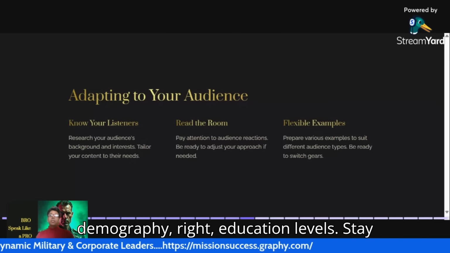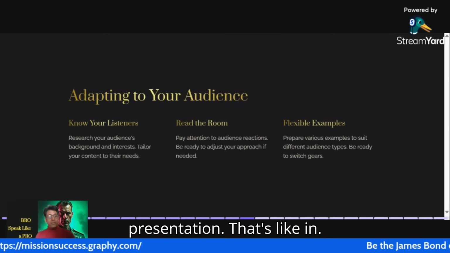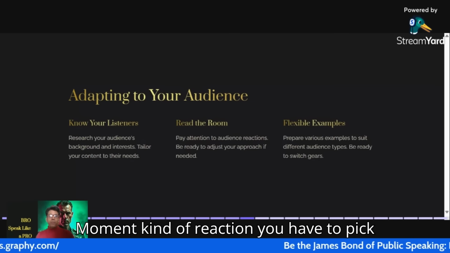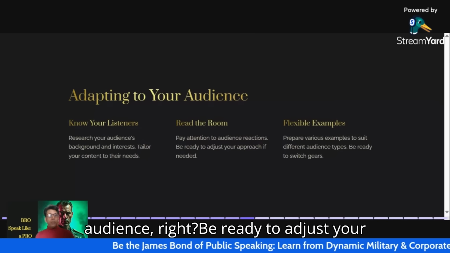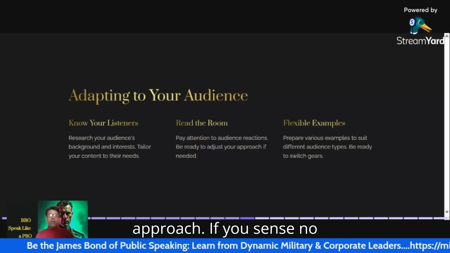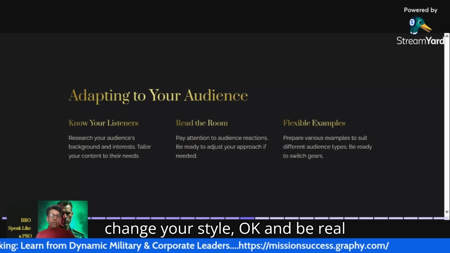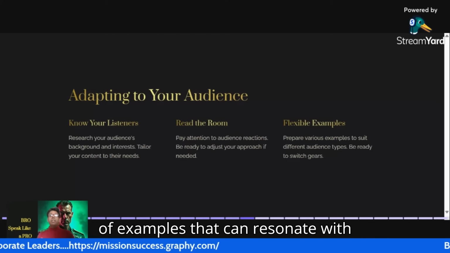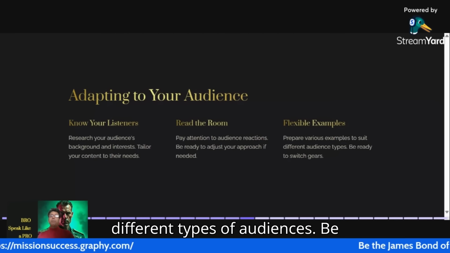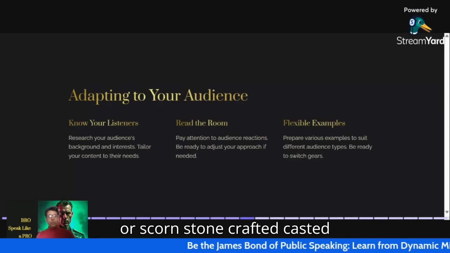Education levels. Stay tuned to audience reaction during the presentation. That's like an in-the-moment kind of reaction you have to pick up from the body language of your audience, right? Be ready to adjust your approach if you sense confusion, disengagement, disinterest. Then change your style, okay? And be a real-time agile speaker. So prepare a variety of examples that can resonate with different types of audiences. Be flexible. Don't have a stone-cast script or stone-crafted methodology, right?